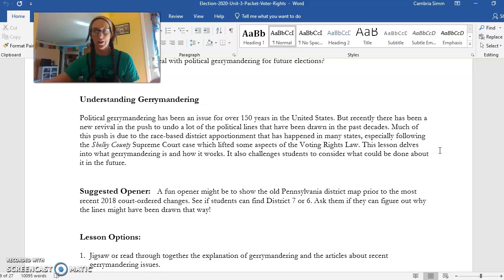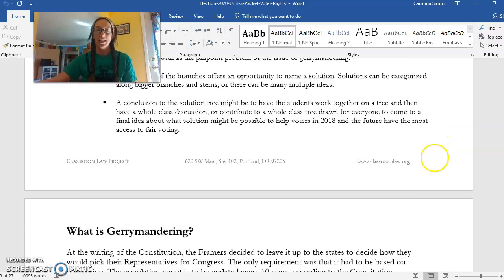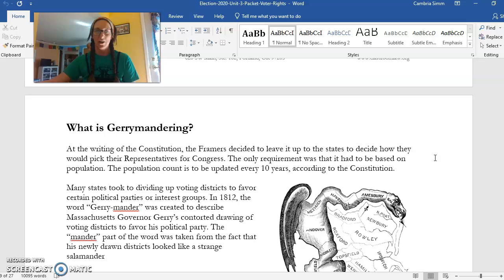Why does it matter where they draw the line? Well, because it determines the representation. It can determine which party wins in that area of that state and essentially who gains power and which of the people within that district are then represented. Okay, so let's look here, the very beginning article on page 19 of your packet.